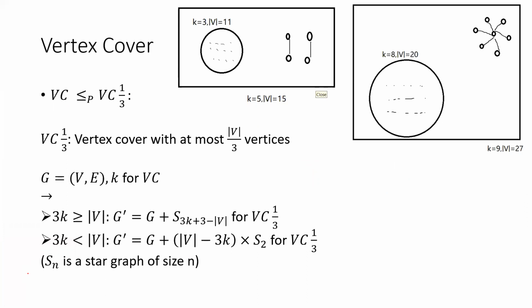No, VC is not a spanning tree. Not necessarily a spanning tree, because you can have this example. So you can have this too.